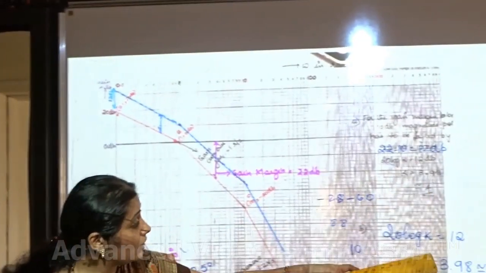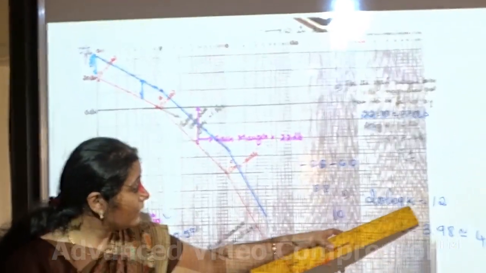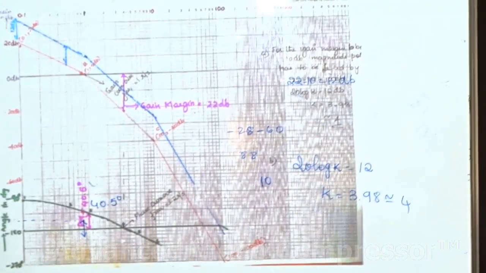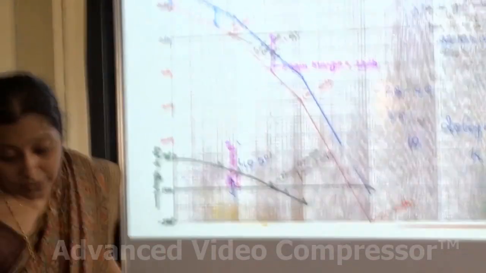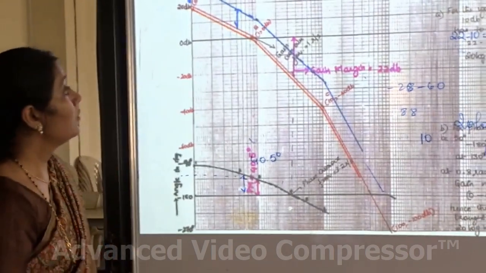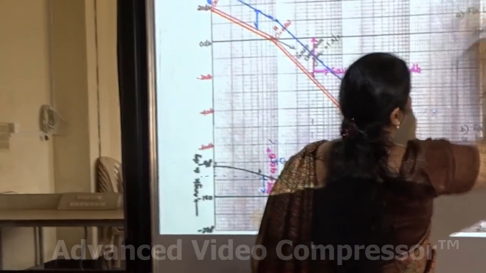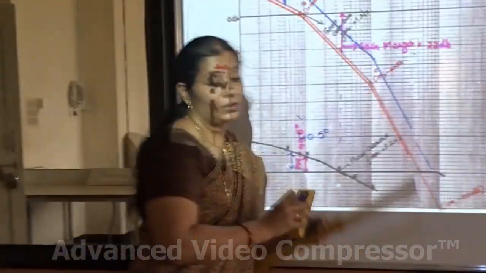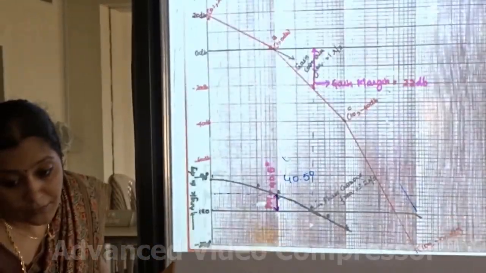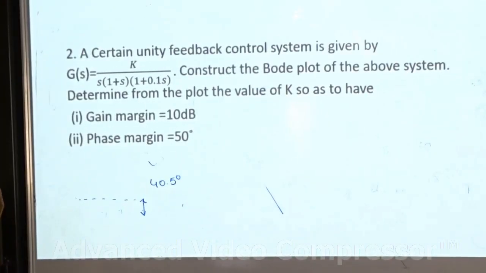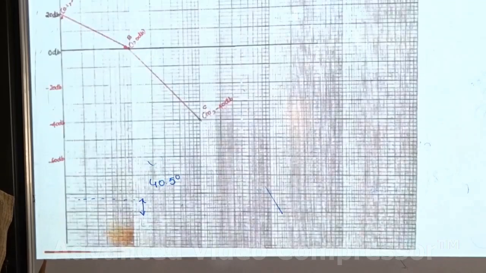So the same thing you have to substitute here, 12. For that value of k you get around 3.98, approximately 4. This is the first case. And in the second case, they had asked the k value when we had a phase margin of 50 degrees. Now what will be the value of k?